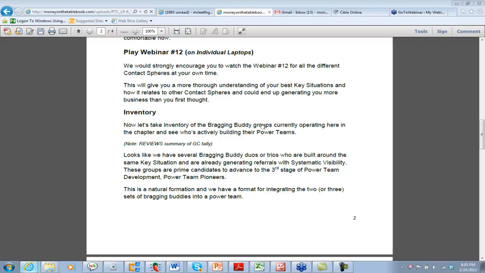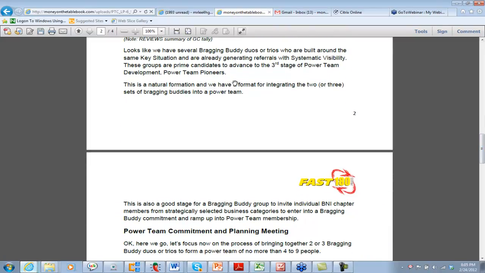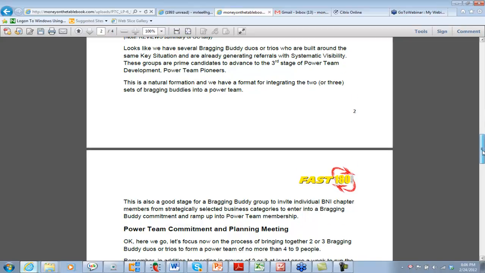Now, let's take inventory of the Bragging Buddy groups currently operating here in the chapter and see who's actively building their power teams. So we're going to review that summary that the growth coordinator did of the tally sheet. And the script basically goes now at the bottom of page 2. Looks like we have several Bragging Buddy duos or trios who are built around the same key situation and are already generating referrals with systematic visibility. These groups are prime candidates to advance to the 3rd stage of Power Team development, the Power Team Pioneers. This is a natural formation, and we have a format for integrating the 2 or 3 sets of Bragging Buddies into a Power Team.